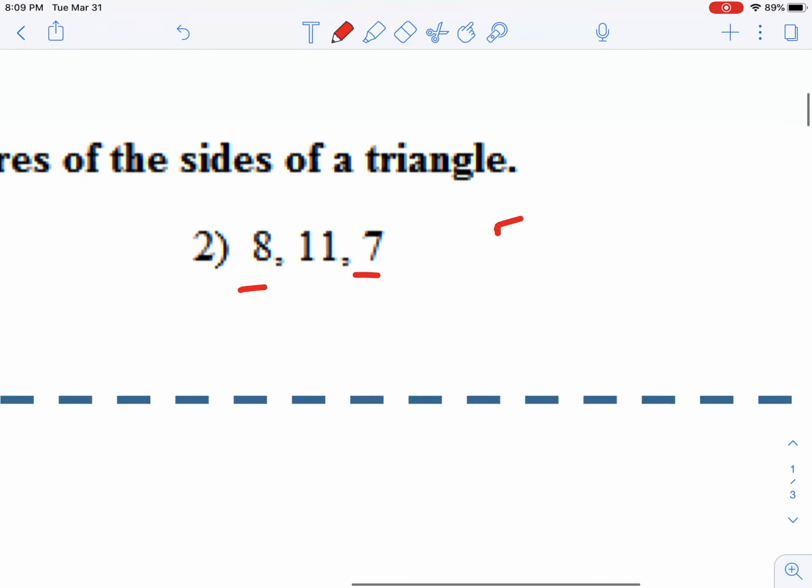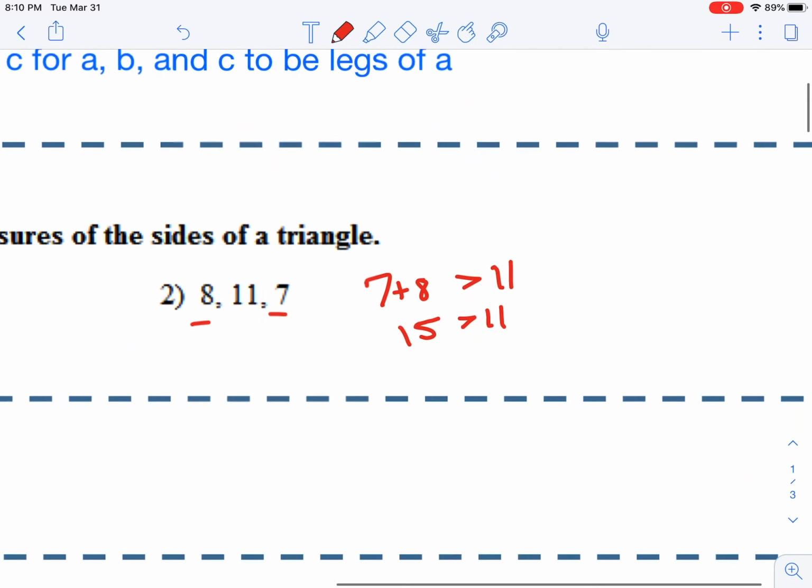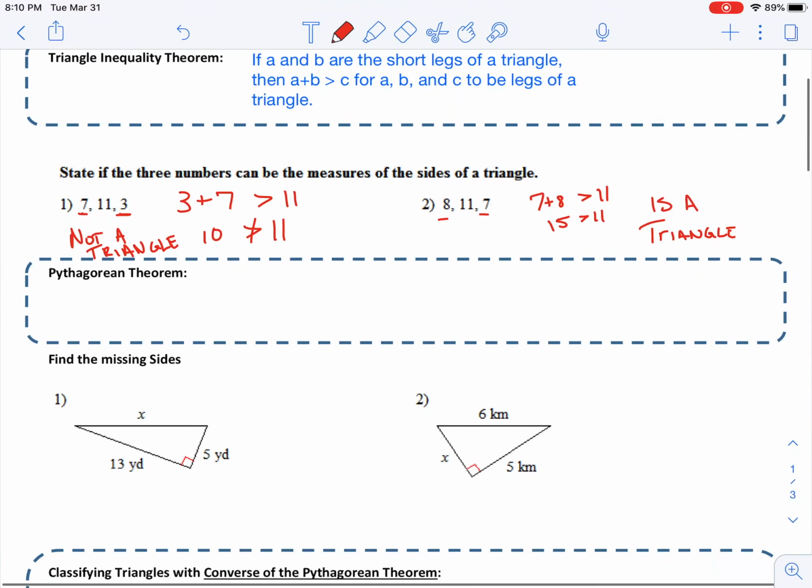All right, number 2. Again, take the two smallest sides. You got 7 plus 8 is bigger than 11. 15 is definitely bigger than 11. So yes, this is a triangle. Okay, moving on. Pythagorean theorem.